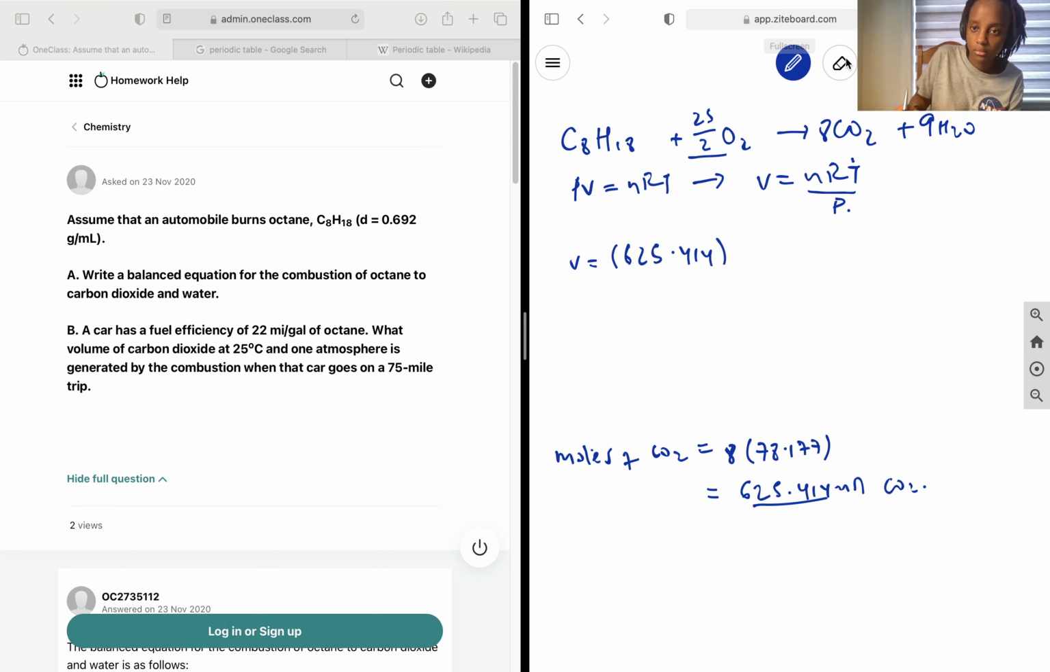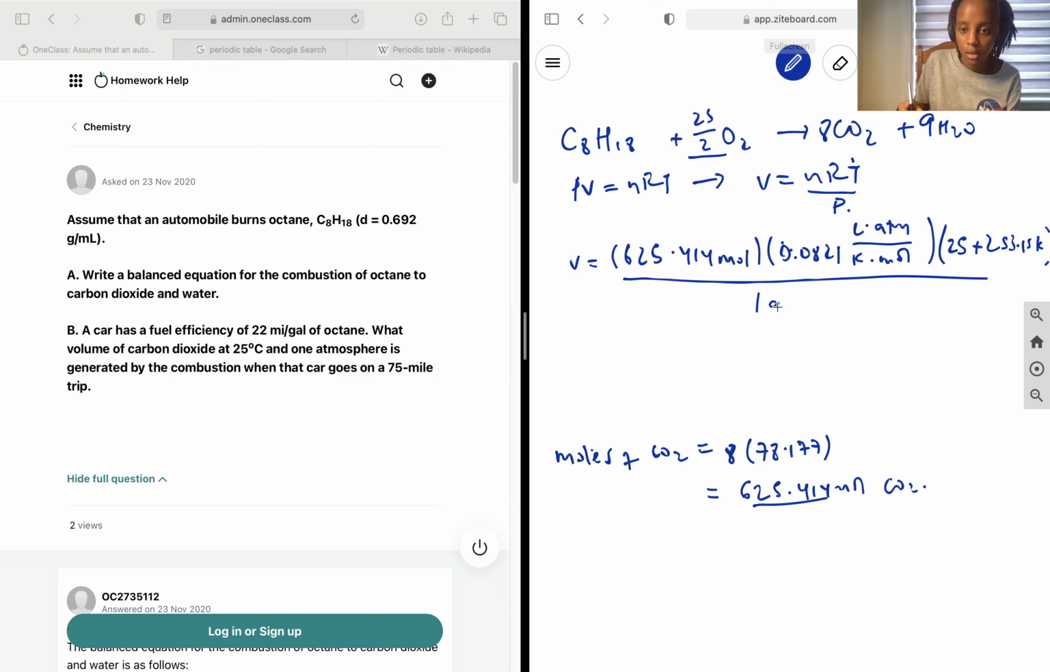625.414 mole multiplied by 0.0821 liter atmosphere per Kelvin mole. And this is at 25 plus, we want to change it to Kelvin for the sake of unit consistency. And then this is all over 1 atmosphere.